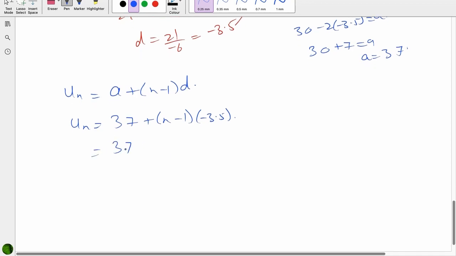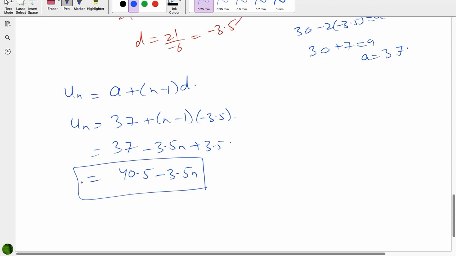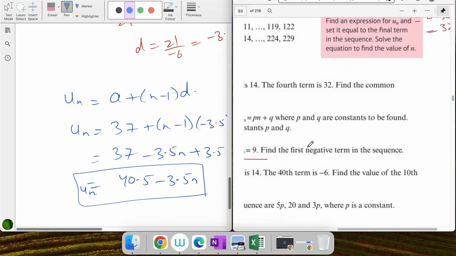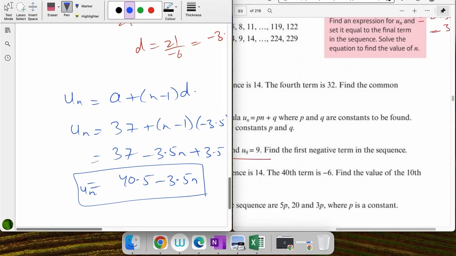Just simplifying before we move further. Minus 3.5n plus 3.5. So 37 plus 3.5 is 40.5 minus 3.5n. So this is my formula, and the question says find, what was the statement? Find the first negative term of the sequence.